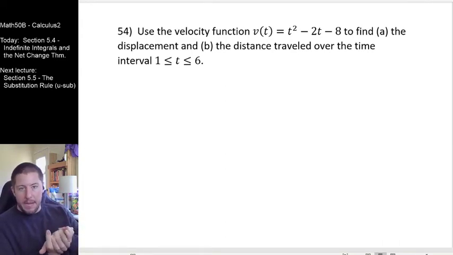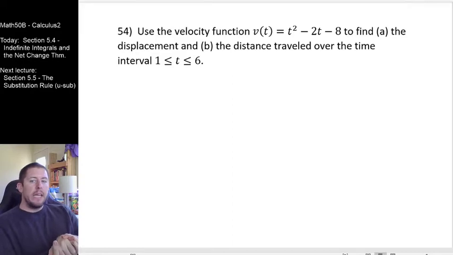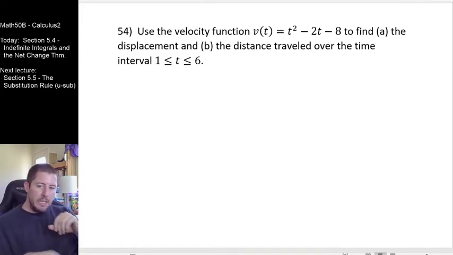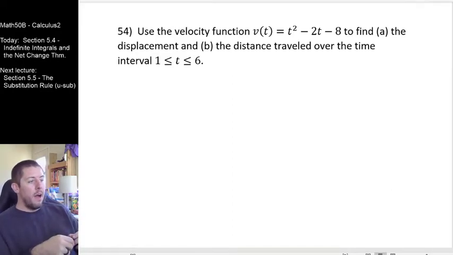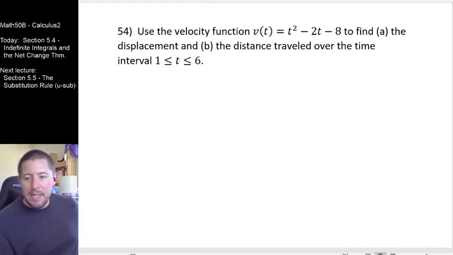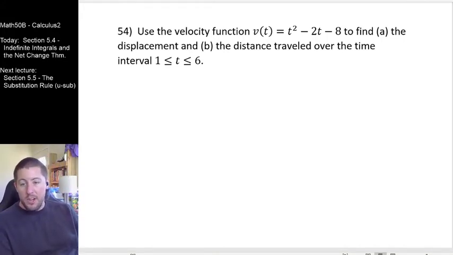Maybe we should draw a picture first here. Right, so we've been given a velocity function. Again, we want to find displacement and distance. Think of the grocery store example as to how you distinguish between displacement and distance in your head. Again, remembering displacement is how far you are from where you started when you're at the end.